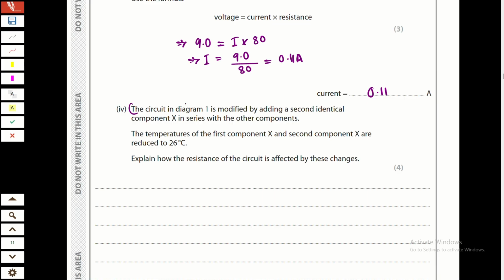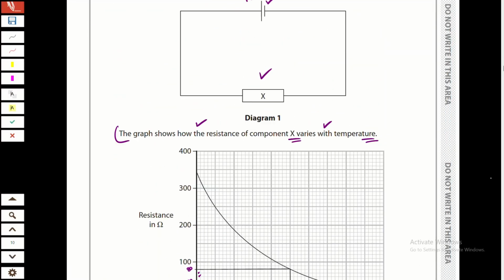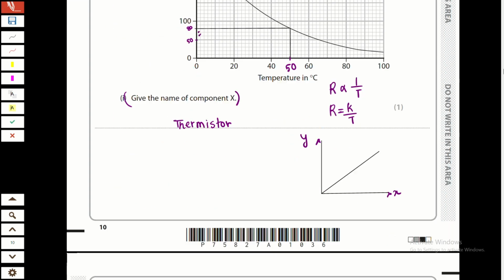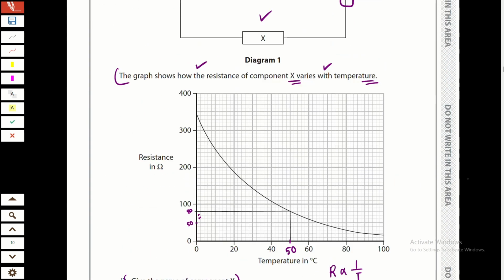Okay. Now, next question. The circuit in diagram 1 is modified by adding a second identical component X in series with the other components. So in the circuit we had component X, and now the question states that the circuit has been modified by adding another resistor in series with the circuit, and that's also X, because they have said that they have added an identical component X.